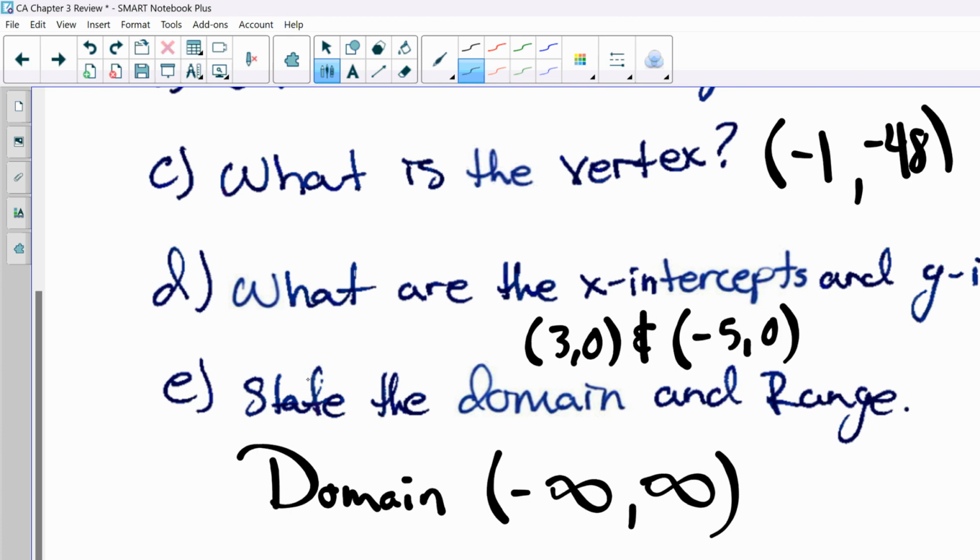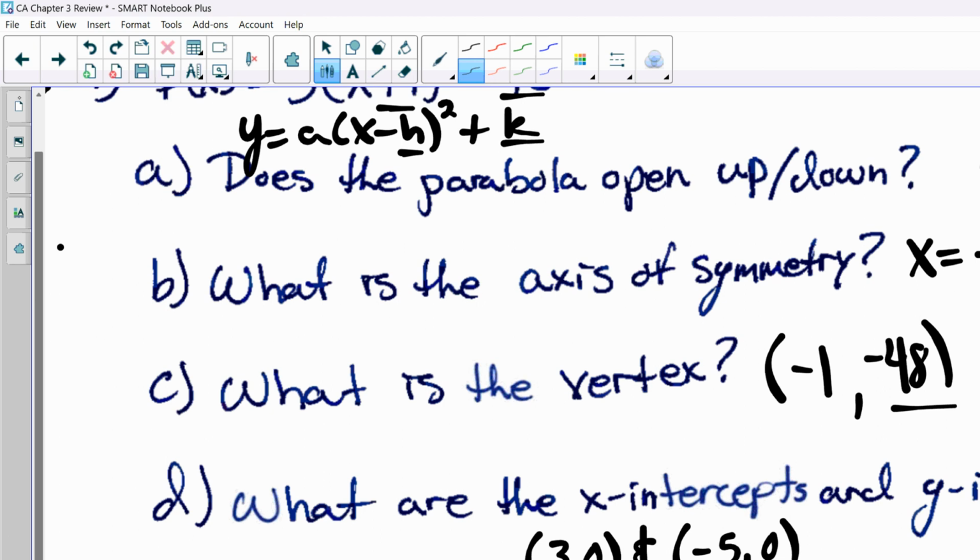Now the smallest value that we have for this here is going to be the y value of the vertex, which is negative 48. Since it opens up, the y value of the vertex is the smallest value. If it opens down, the y value of the vertex is going to be the biggest. And that's it. Questions on this here?